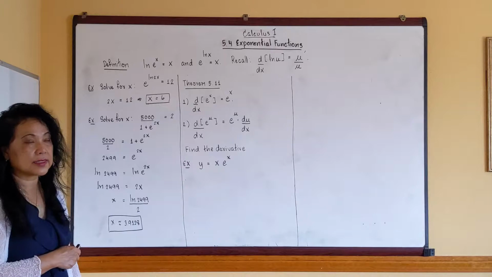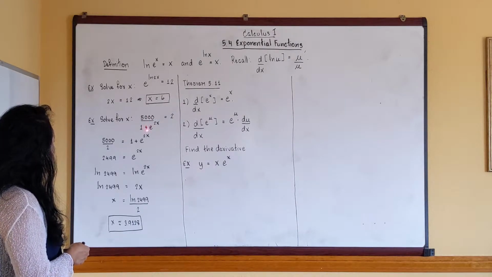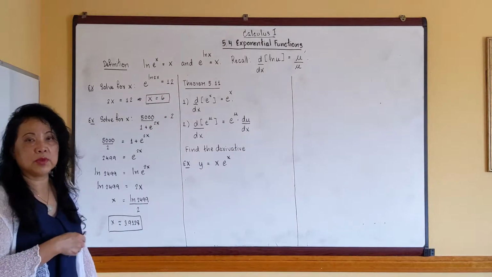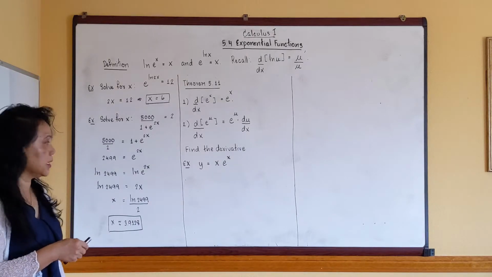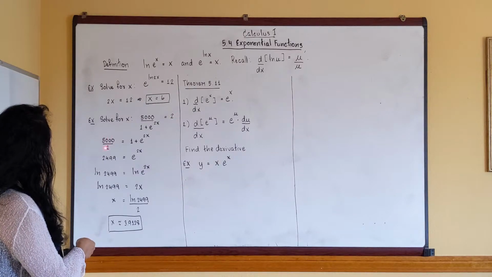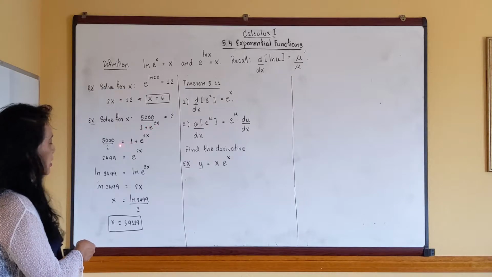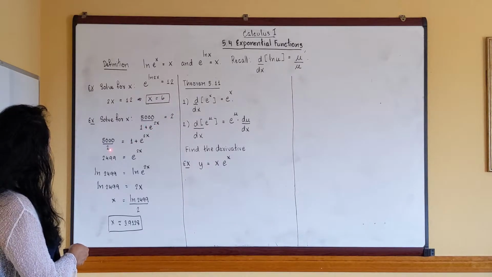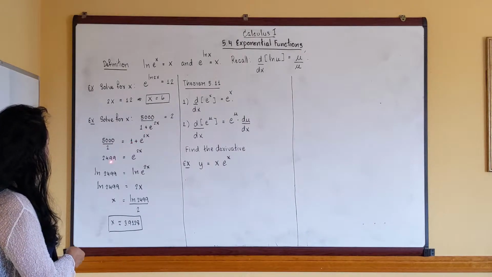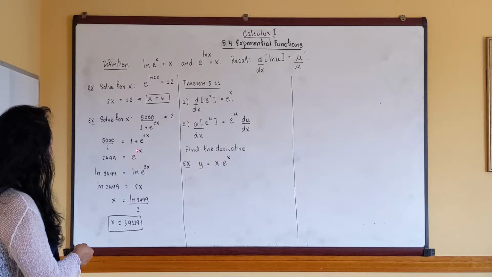We want to solve for x again. I have 5,000 divided by 1 plus e to the 2x equal to 2. So what I'm going to do here is move everything that has x to one side and everything that doesn't have x to the other side. So I divide both sides by 2 and then multiply by 1 plus e to the 2x. Then I have this step: 2 goes into 5,000 2,500 times, subtract 1, then I have 2,499 equal to e to the 2x.